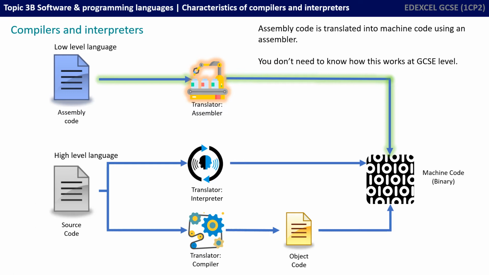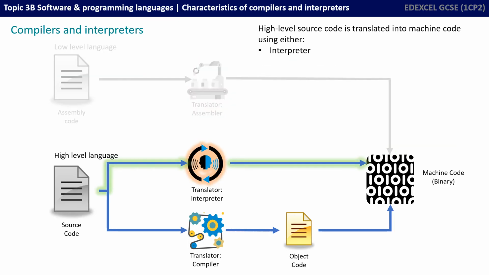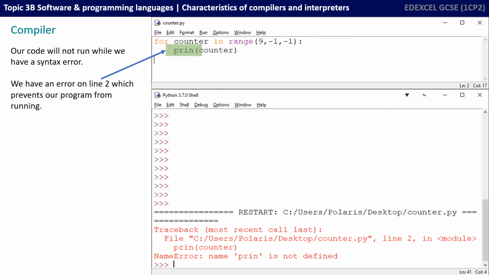So assembly code, that's low-level language code, is translated into machine code using an assembler. Now we've shown you that here for completeness, but you don't actually need to know how an assembler works at GCSE level. High-level language source code can either be translated into machine code using an interpreter or a compiler. So let's take a look at the difference.